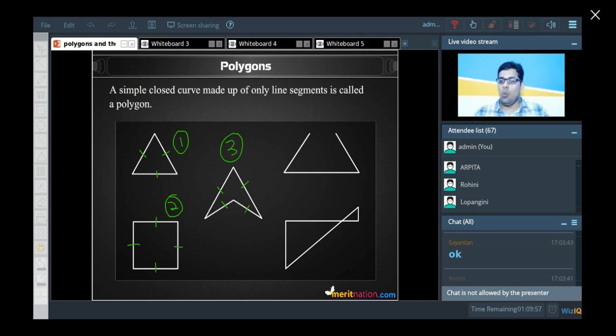Therefore, curves 1, 2 and 3 can be called polygons because they are simple and closed and they are made up of only line segments.